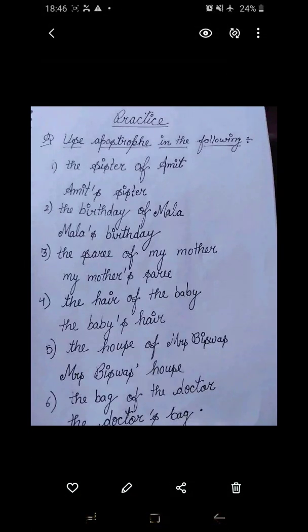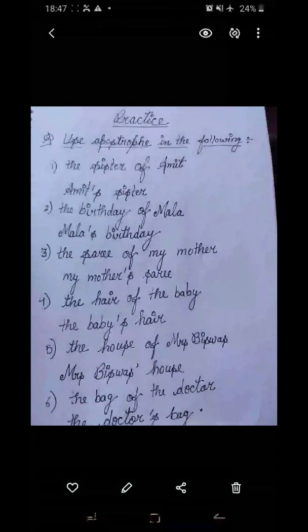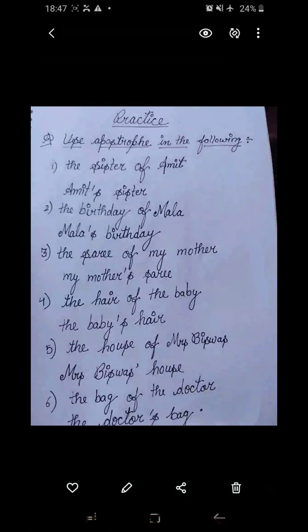The house of Mrs. Biswas. Mrs. Biswas' house. So Biswas is ending with S. So you have to put just only apostrophe sign, not S, because S is already at the end of this. So Mrs. Biswas' house. The bag of doctor. The doctor's bag.